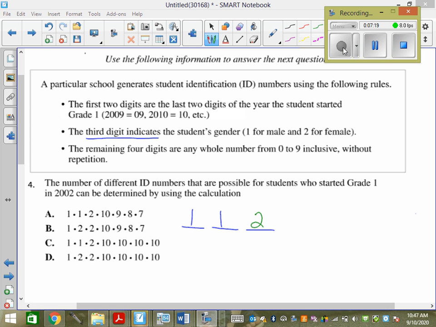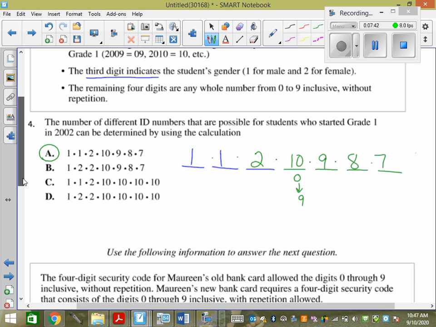Then the remaining 4 digits are any whole number from 0 to 9 inclusive without repetition. So you'd have 10 digits here, then they hold a digit, then it would be 9, then it would be 8, then it would be 7, which is A.